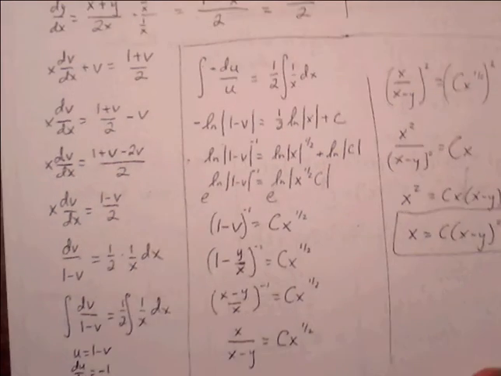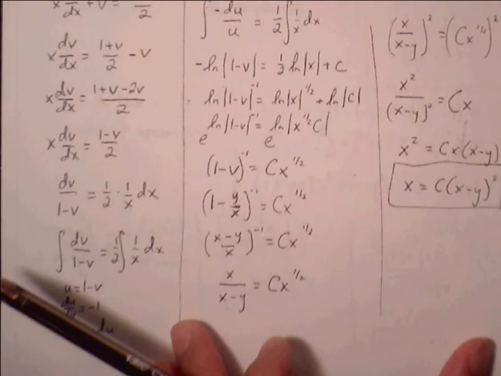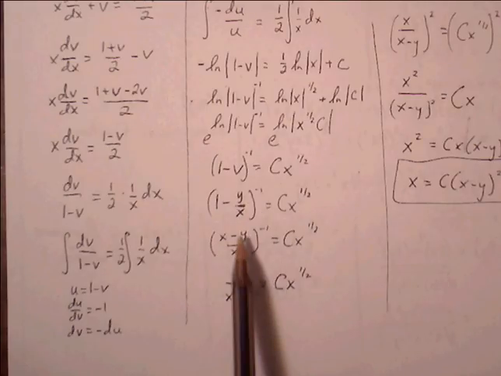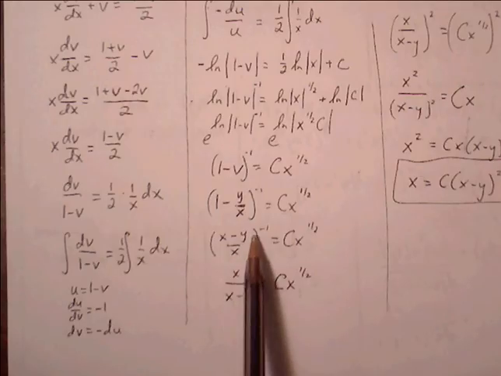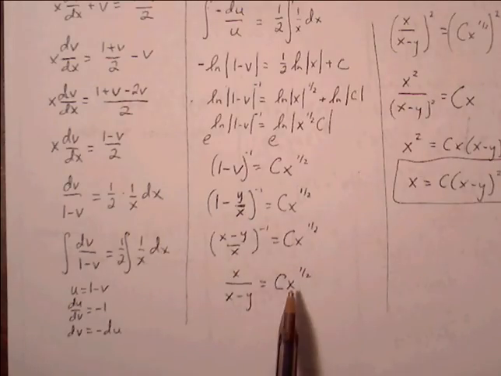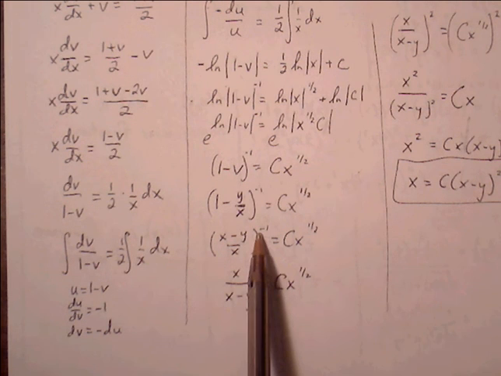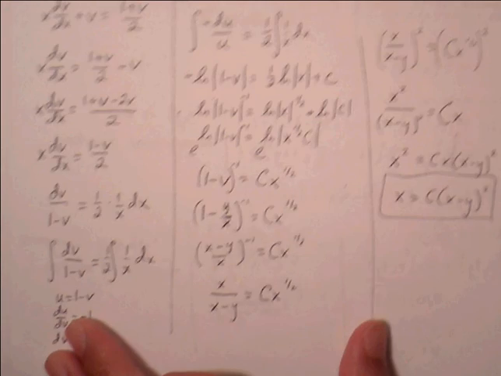So we know v before is assigned as y over x, so replace v with y over x, so 1 minus y over x to the -1. Find a common denominator. I get x minus y over x to the -1. This is equal to c x to the 1/2. I can flip the numerator and denominator to get that -1 exponent to go away. So x over x minus y is equal to c x to the 1/2.